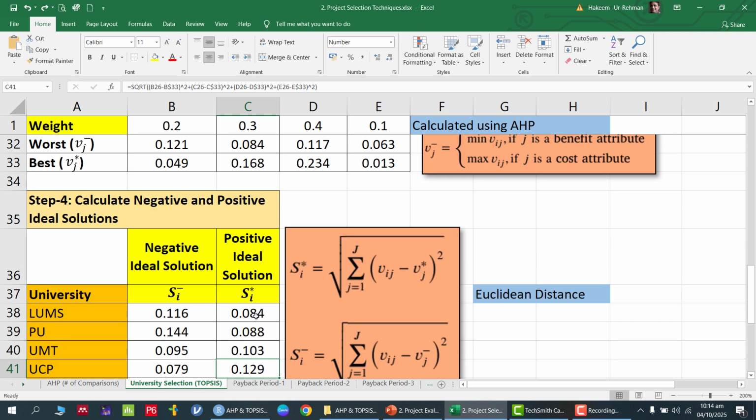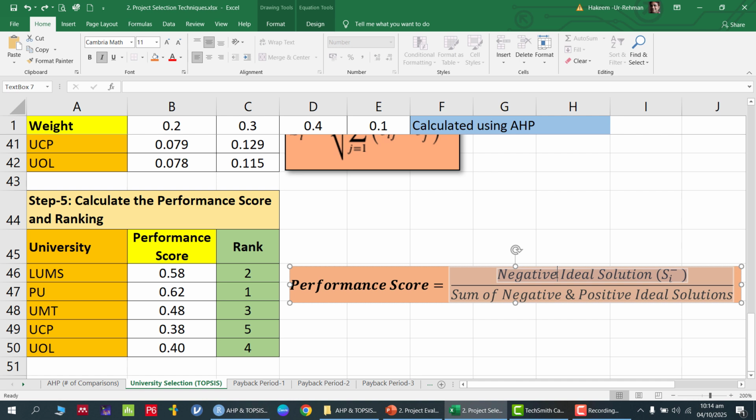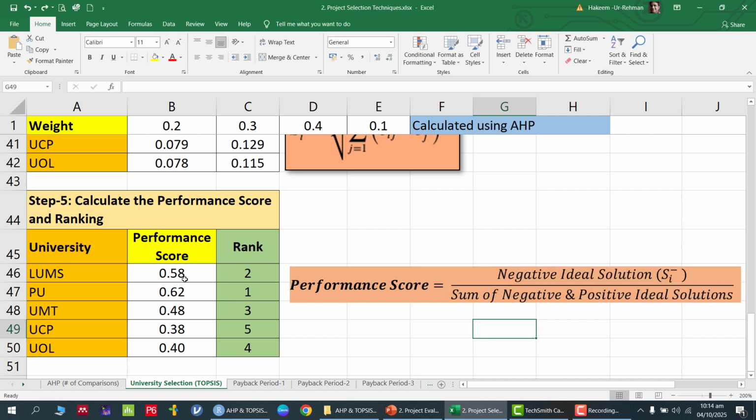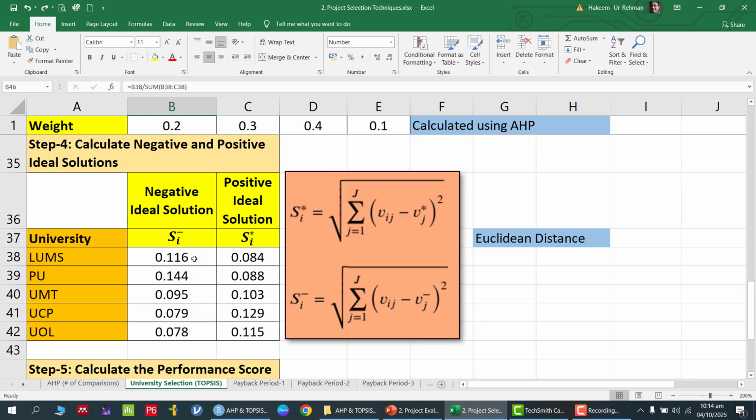So once we have calculated the negative ideal solution and the positive ideal solution, now we are going to calculate the performance score. So how can we calculate the performance score? The performance score formula is the negative ideal solution divided by the sum of the negative and the positive ideal solution. So this is 0.116 divided by the sum of these two.